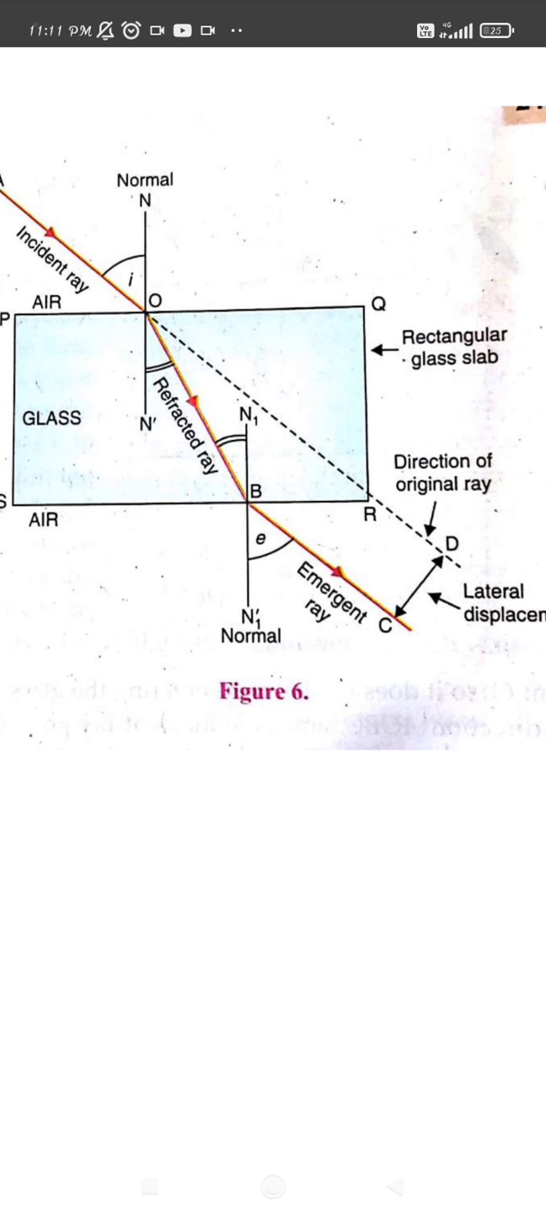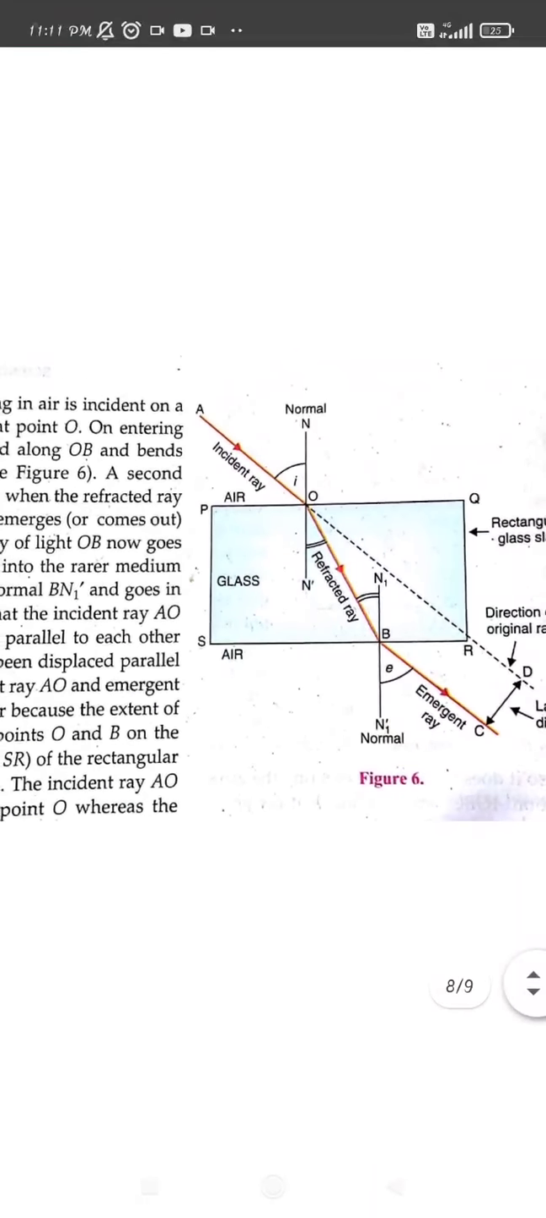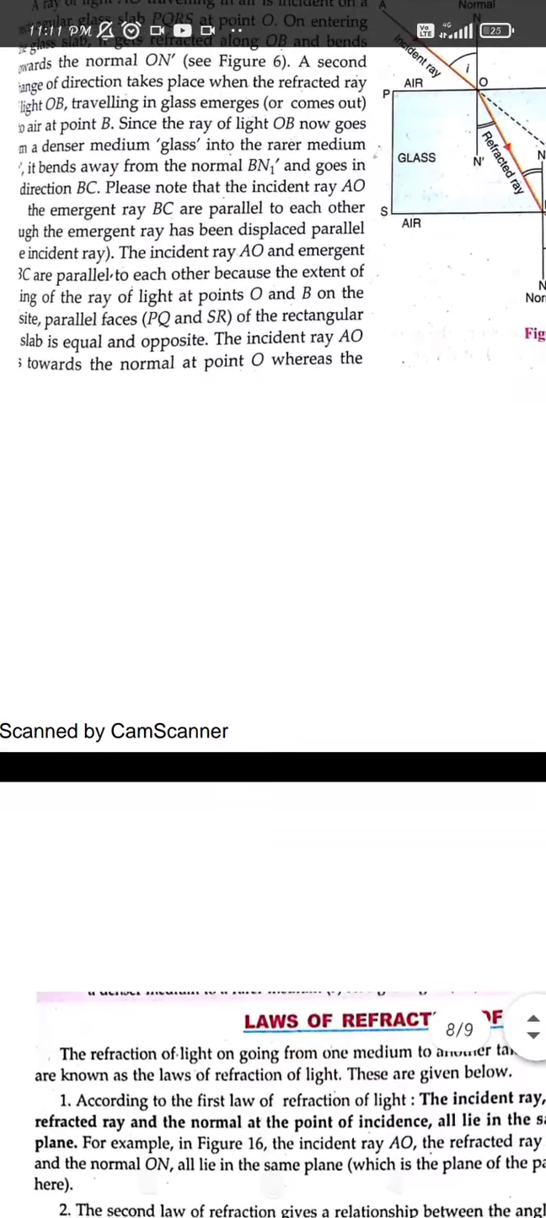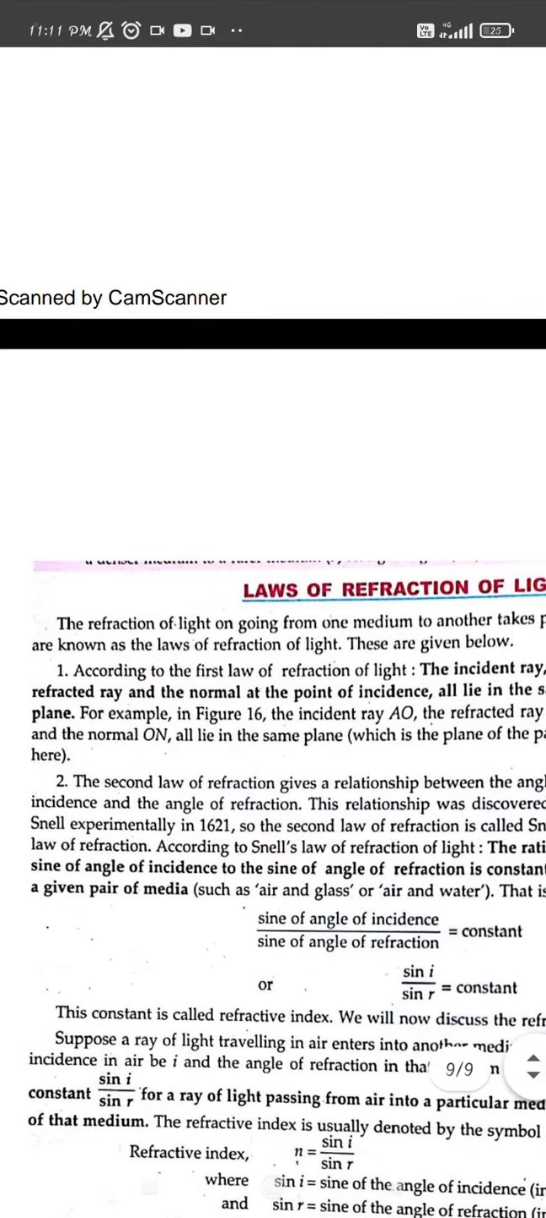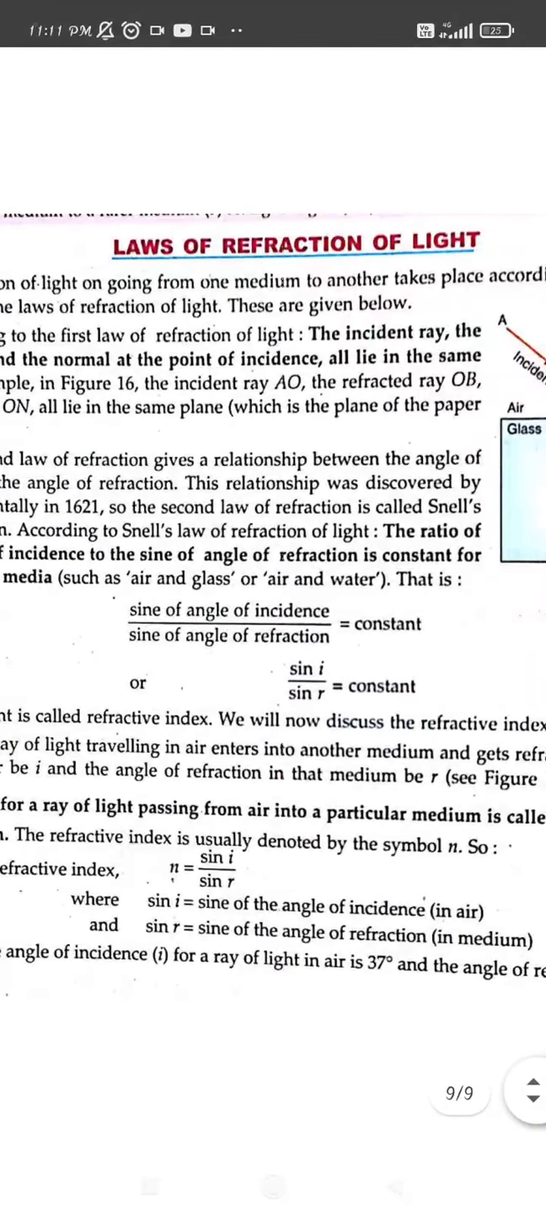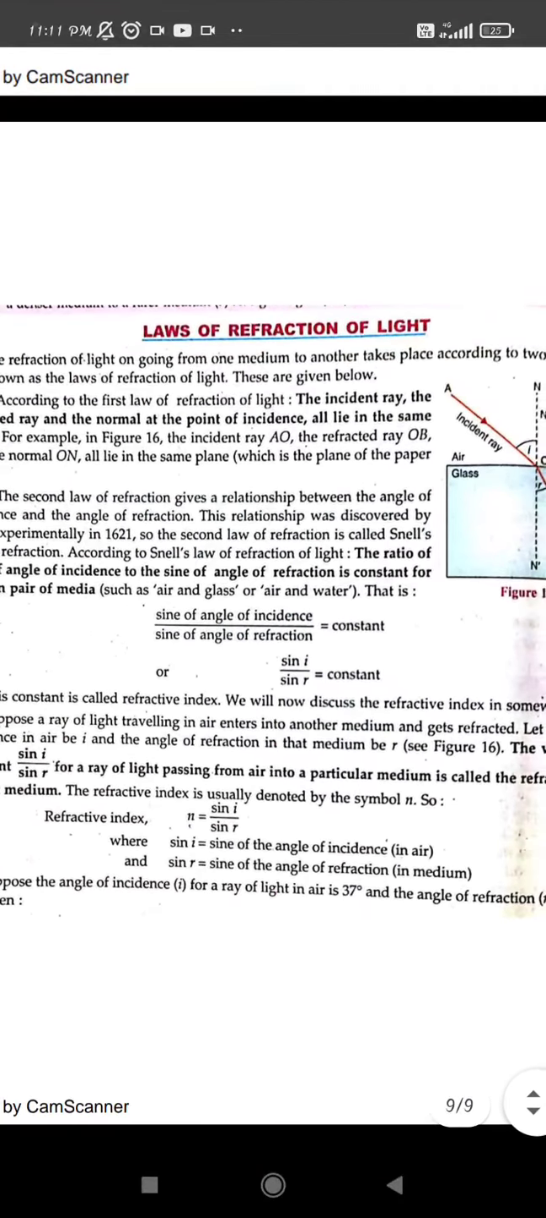Okay, so refraction is whenever the light ray passes from one medium to the other medium and bends towards or away from the normal, then this bending of the light ray is said to be refraction. Now we have already learned what the law of reflection was. Similarly, we have the laws of refraction also. So here also there are two laws for refraction.